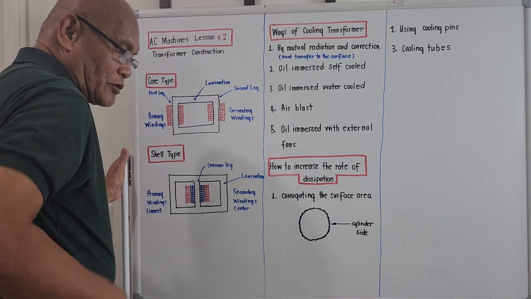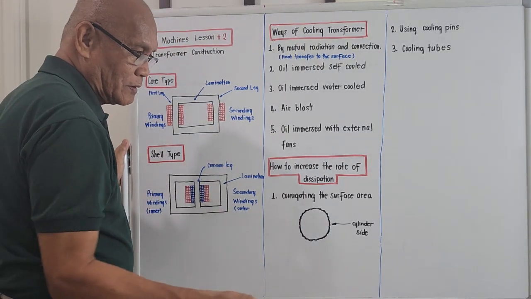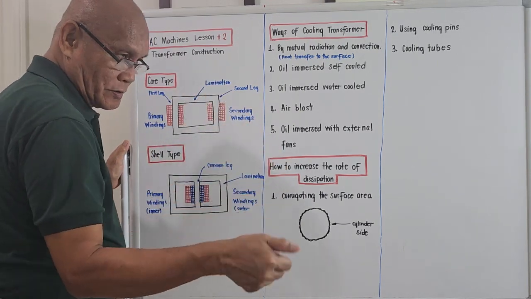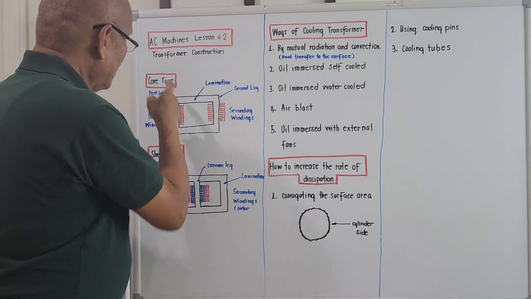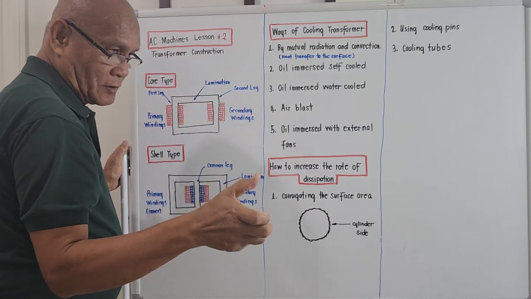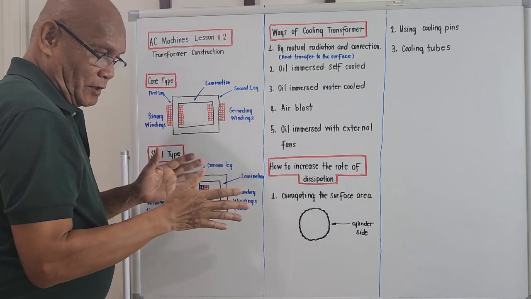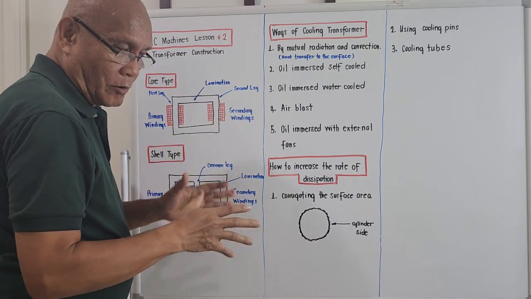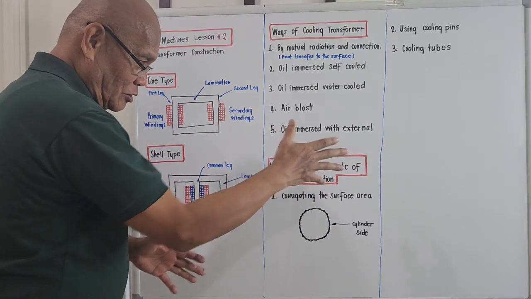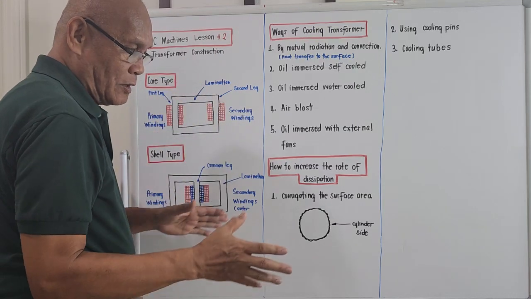I am now on lesson number 2 on my alternating current machines long video format. The topic for this morning, it's September 6 already, is alternating current machines, lesson number 2. The title of the topic is transformer construction and the way how to call off transformers. A subtopic is the transformer construction. Okay, let's proceed.